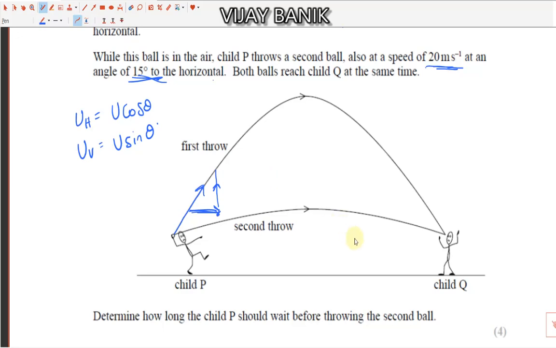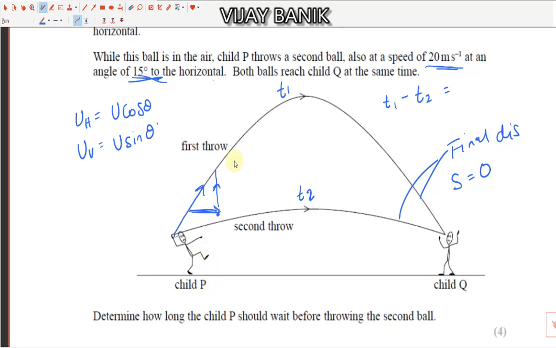You see, they are both traveling vertically as well as horizontally. But can you see both of them travel the same horizontal distance? That is one hint to keep in your mind. Also, the final displacement of both is zero, because the ball returned to the same place it was thrown from. So if I can find how much time this ball takes and how much time the other ball takes to come back to the same point, this will be t2, and if I subtract them, t1 minus t2, I will get the difference in time that child P should wait before he throws the next ball.